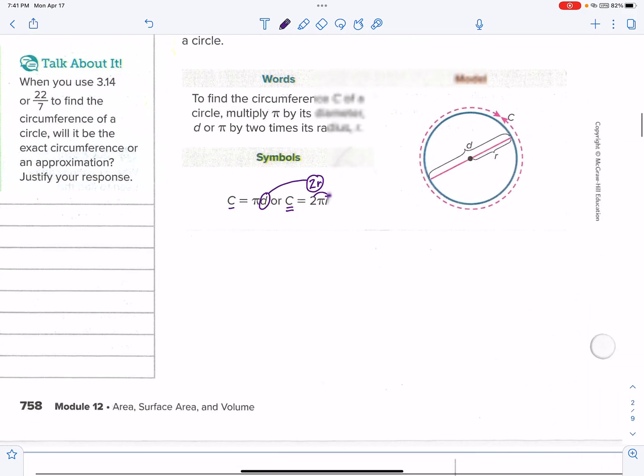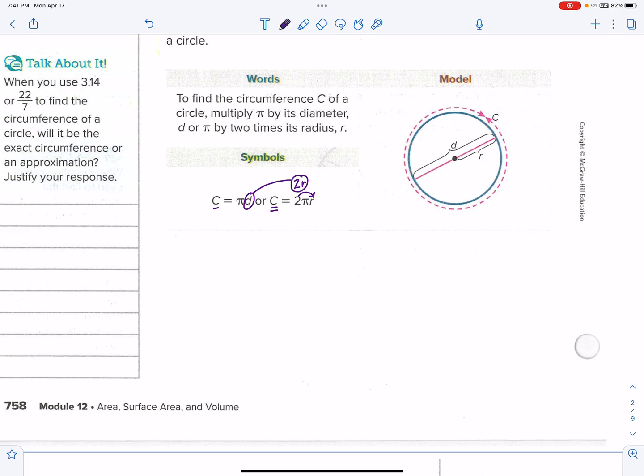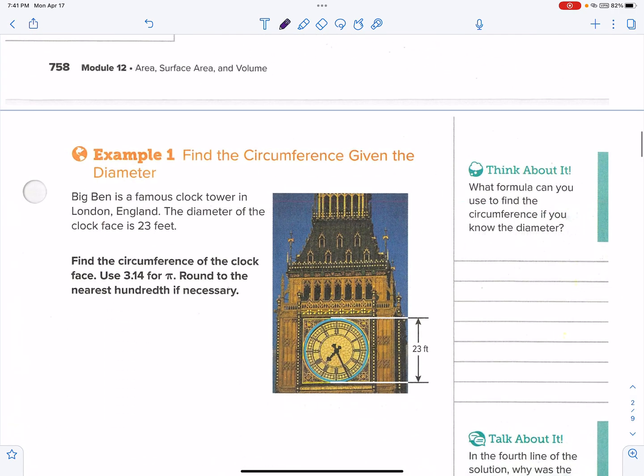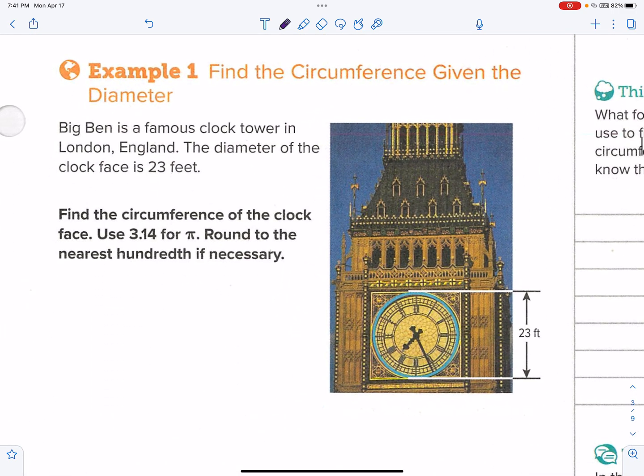So let's go ahead and use that formula, and we'll walk through how to solve circumference. First section is finding the circumference if you know the diameter. So remember, the diameter is just twice the radius. They're letting you know the diameter is 23 feet from this location to this location. They also say it up here. One thing that you need to be aware of is you're always going to use 3.14 for pi. If your calculator does have a pi button, don't use that.